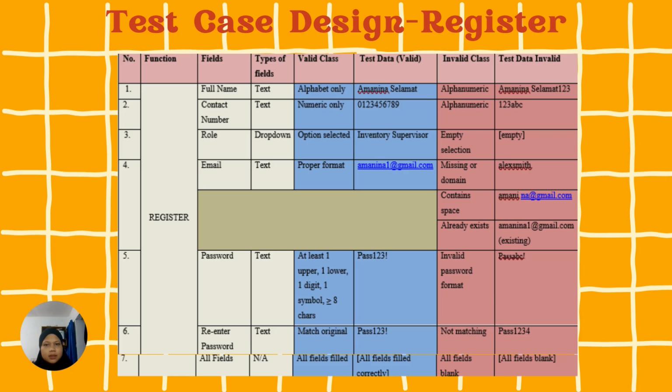The next is the email field, which accepts a proper format such as Amadina 1 .gmail.com. Invalid cases include emails without a domain like Alex Smith, those with a space like Amani, space na.gmail.com, and an email that already exists in the system is invalid.